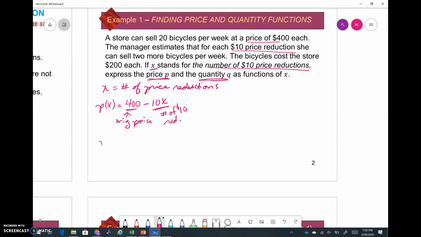All right, we also need to find the quantity function. That goes back to the very beginning of the example. It says right now they're selling 20 bicycles per week, but for every $10 price reduction, they're selling 2 more bicycles. So we start at our original starting point, the 20 that we're selling, and we're going to add 2 bikes per reduction. So that's the first example: P of X equals 400 minus 10x, and Q of X equals 20 plus 2x. We're going to use this information to help us in example 2.